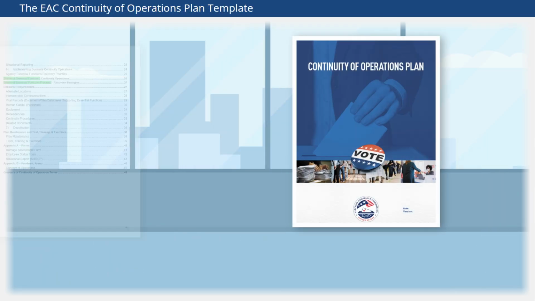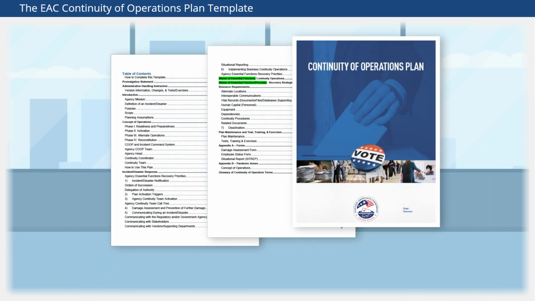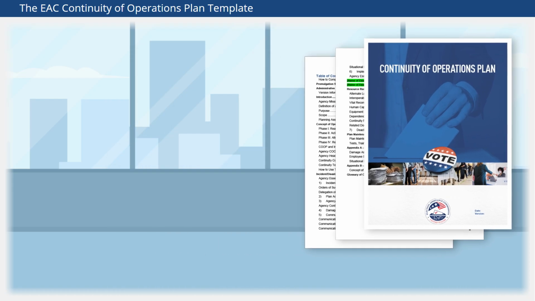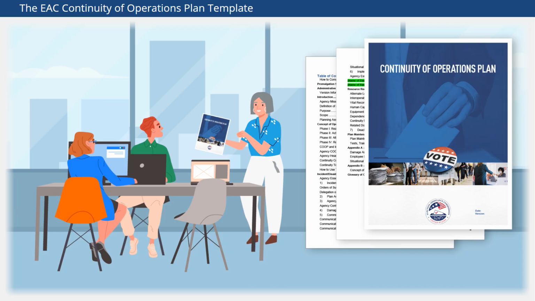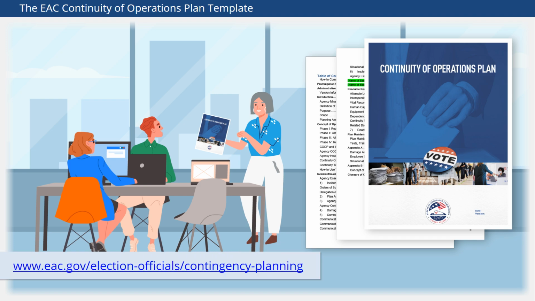During this training, you'll learn the basics of creating your own COOP using the EAC's Continuity of Operations Plan template as a guide. The EAC COOP template can be easily customized for your office. It is both comprehensive and flexible, allowing you to be prepared no matter what challenges arise. You can find the template using the link provided with this video.